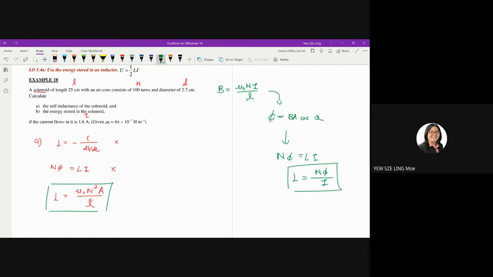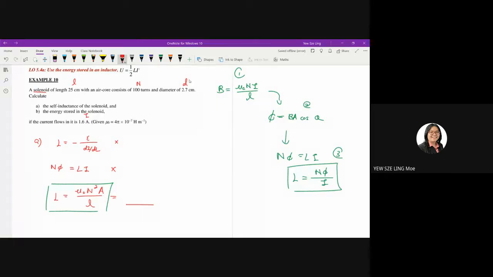If you cannot memorize or remember this equation, if I'm not mistaken, this is not given. But then you can calculate by using these steps. Step 1, step 2, step 3. It's going to be a long process if you can't remember these equations. Now that you have these equations, you plug in the value. So remember to calculate A.